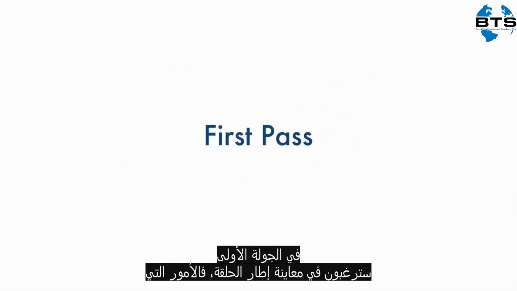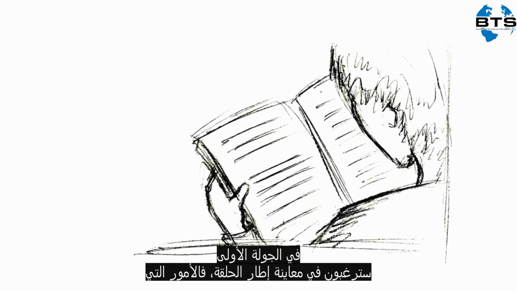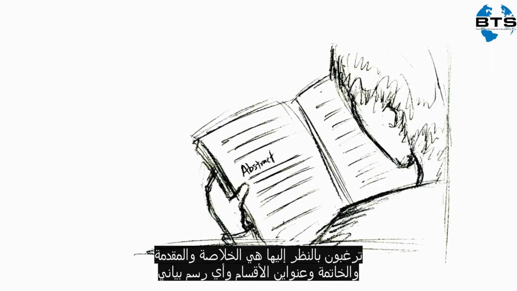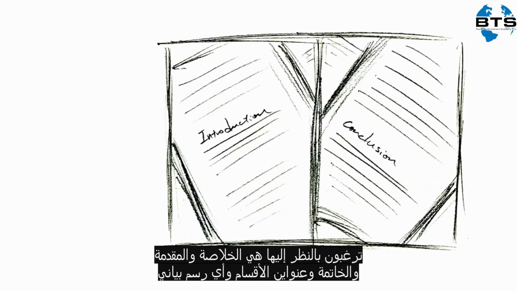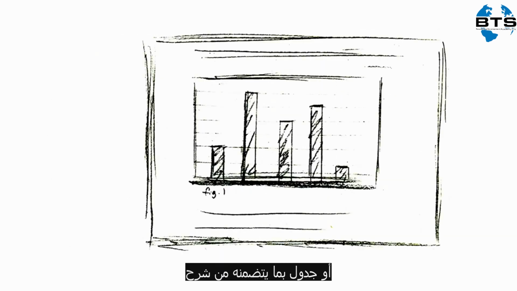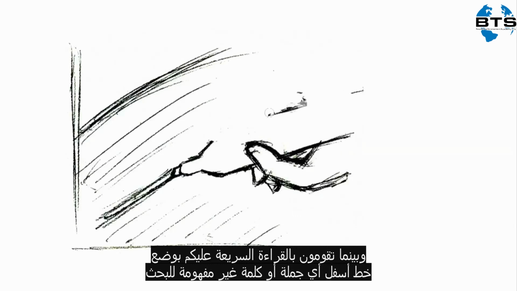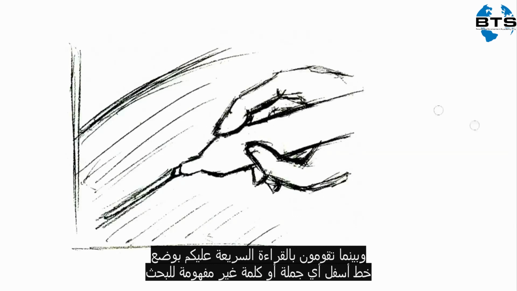In the first pass, we want to see the framework of the paper. The things we want to look at are the abstract, the introduction and conclusion, section headings, and any tables or diagrams, including their captions. As you're skimming, underline any unfamiliar words or phrases for you to look up later.